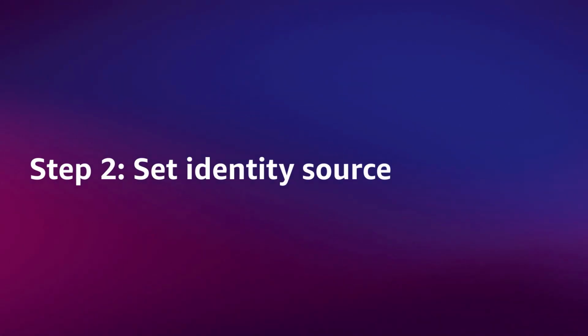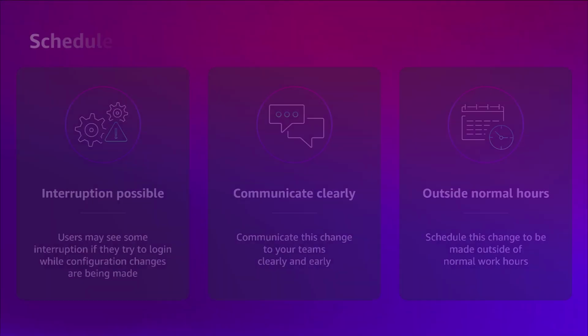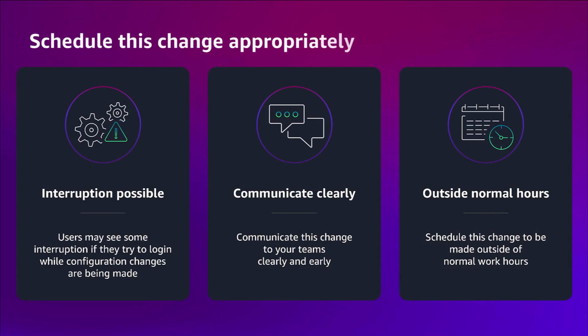Step 2 is to change your identity source in Identity Center and download the service provider metadata file required to configure Entra ID. As you'll notice, changing the configuration in IAM Identity Center is simple and quick. However, there is a chance that users could see some interruption if they try to sign in while we are updating the IAM Identity Center configuration.